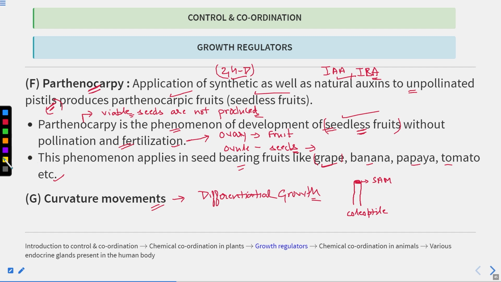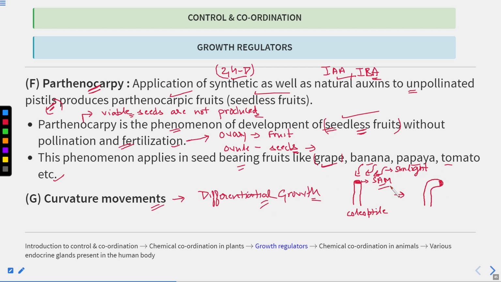Now if this region is exposed to the sunlight, then what will happen? A curvature will develop here and the tip will move towards the sunlight. In the next stage, a curvature will be developed, and this is known as the curvature movement. And this is due to the differential growth.